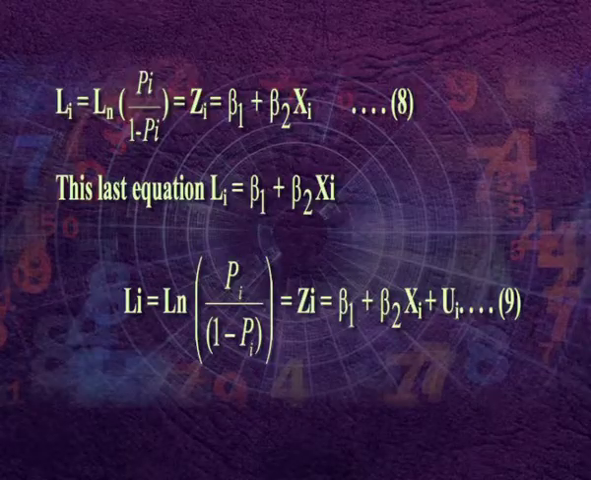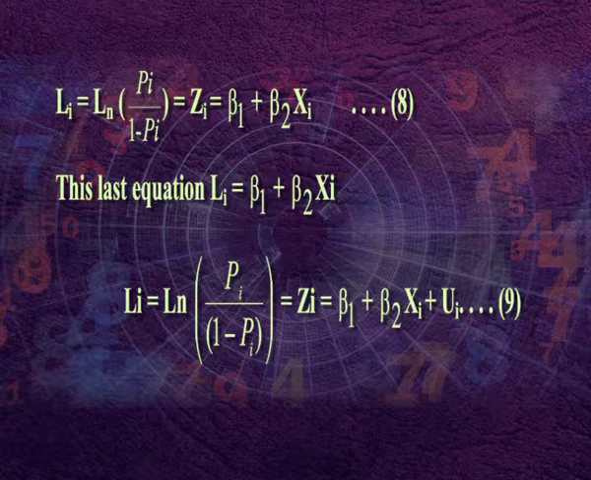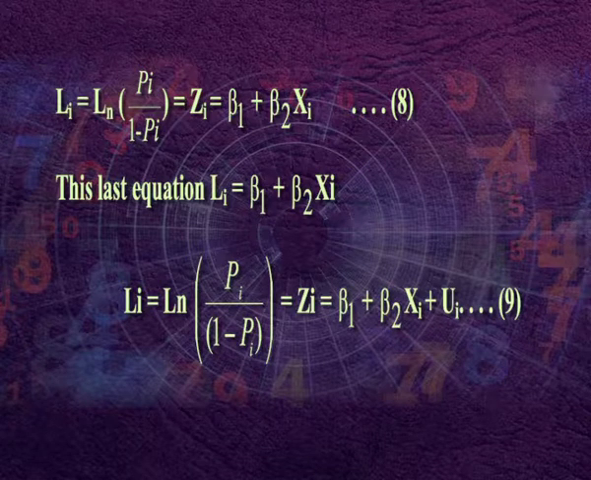This ratio is called the odds ratio, the ratio of probability of success to probability of failure. For example, if pi equal to 0.6, the odds ratio equal to 1.5, which means that odds are 3 to 2 in favor of the family owning a house. Let us take the logarithm to natural base of this ratio and denote it by Li. Then Li equal to ln of pi upon 1 minus pi, which is equal to zi, which is equal to beta 1 plus beta 2 xi. We denote it as equation number 8.